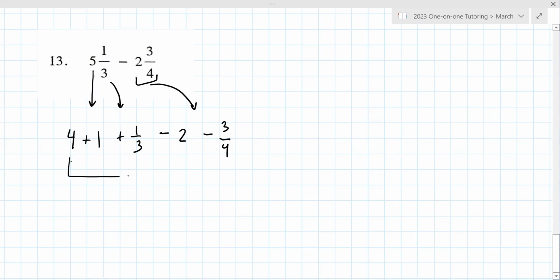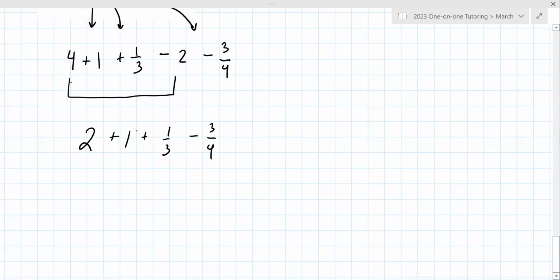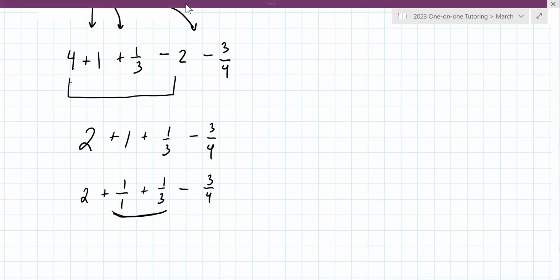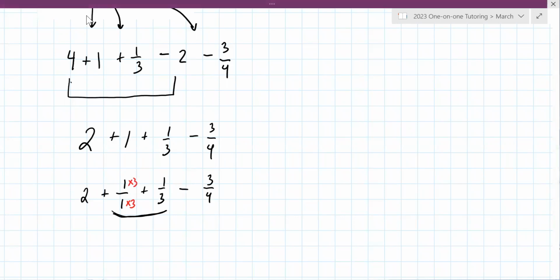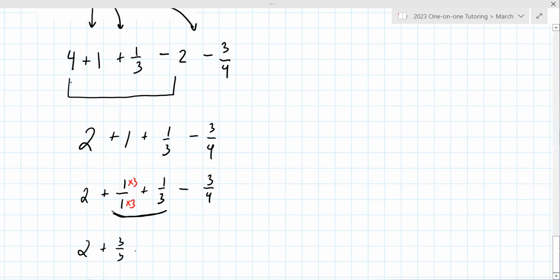So now you're going to take the 4 and the minus 2 and combine those. That's 2. Okay. So it's 2 plus 1 plus 1/3 minus 3/4. So just like in the previous problem, we're going to take this 1 and convert it into 1 over 1. Okay. And then we really want to combine these two fractions, 1 over 1 and 1/3. So you're going to multiply the top and bottom by 3. So that's 3 over 3 plus 1 over 3 minus 3 over 4.